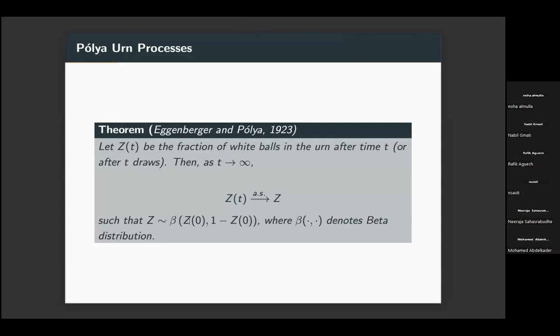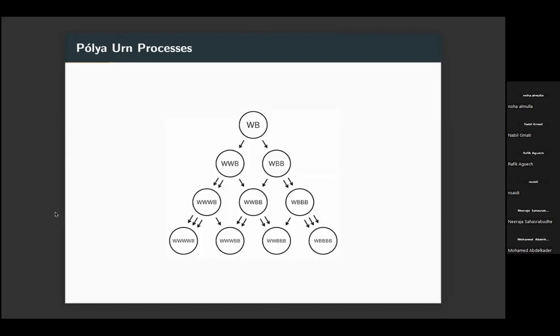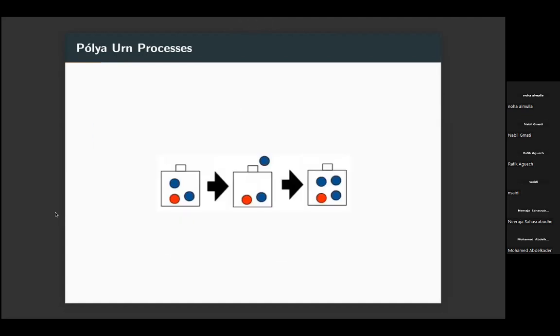So Z_0 is the initial fraction of white balls in the urn. Please note, t is an integer number here, not a real number. The small t is time, and it is discrete. The process is in discrete time. So all the processes that I'm going to define are in discrete time.